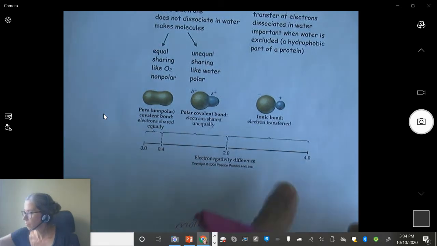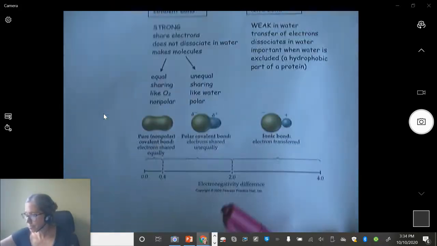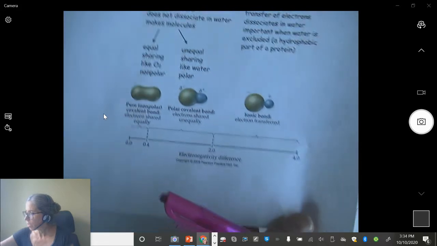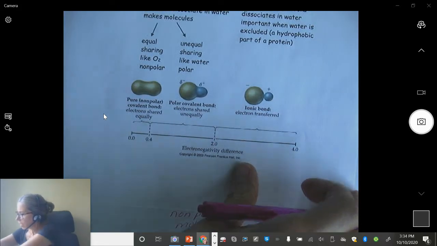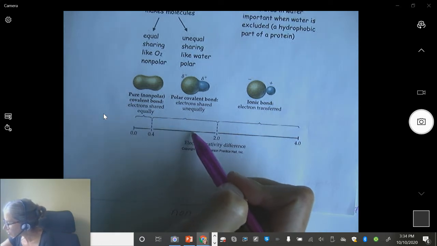This is in your packet. I think I sent home this packet, chemistry review. This is really the basic stuff that you need to know. So I think I came up with 1.4. So 1.4 lands somewhere in here.